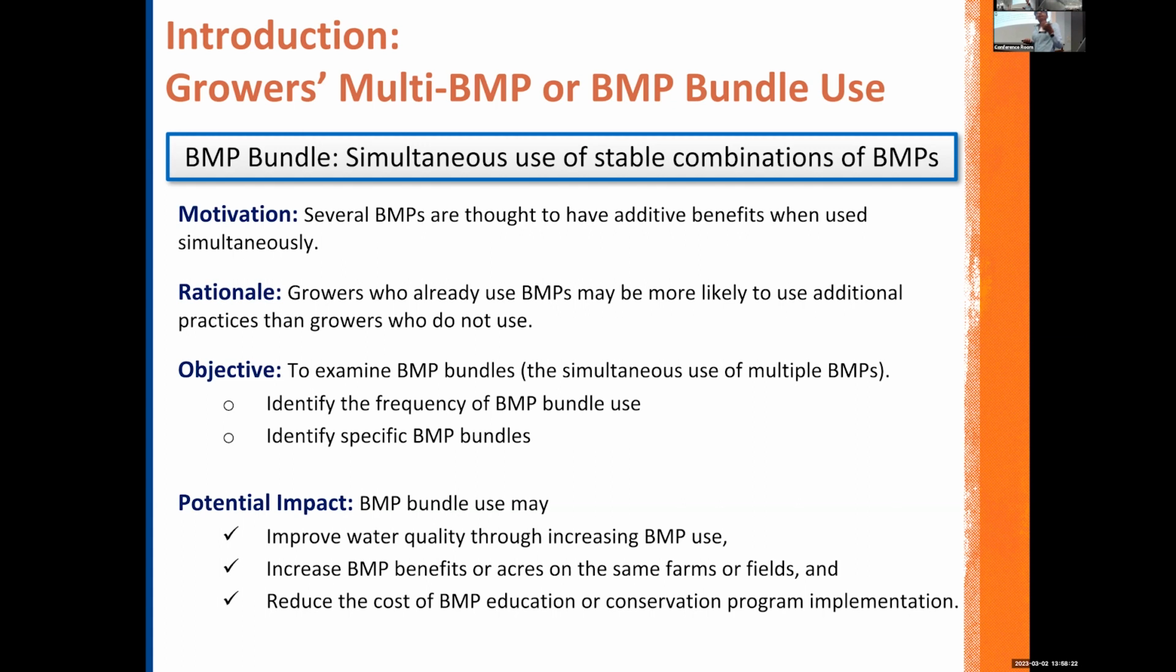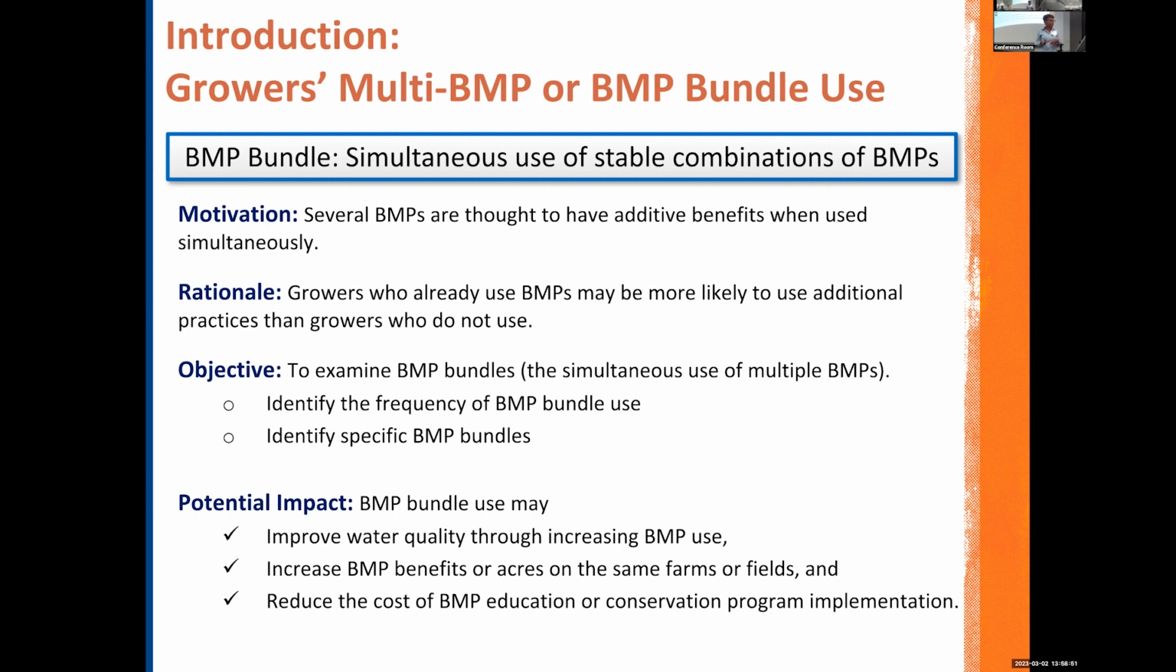So if I use two practices, I'll get more environmental benefits on the same acres, that is, more environmental benefits than if I had used one practice. That's the idea. So then if that's the case, well, it would be good for the public good if farmers would be adopting more and more of these practices. It makes sense, so how can we then encourage multi-practice adoption?